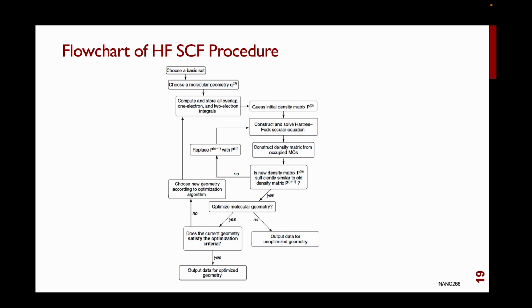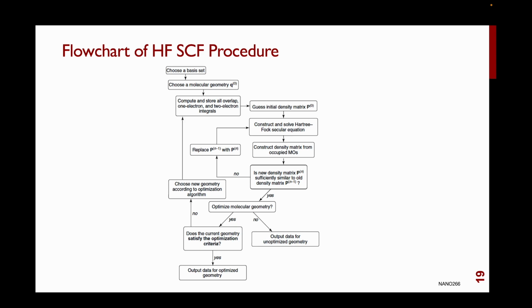So what you have then is this outer loop, which is what is called the ionic self-consistent loop. In this outer loop, after you have already solved for your electronic convergence, you will look at the molecular geometry, calculate the forces on each of the atoms, and then see whether there are significant forces on any of the atoms.